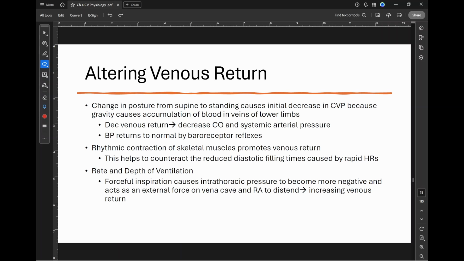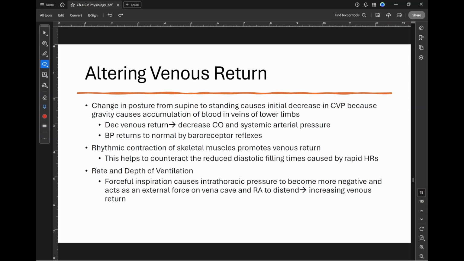Change in posture from supine to standing causes initial decrease in central venous pressure because gravity is pulling all that blood down. So at first there's a little dip in it. And also we have all your blood right now is in your legs. So when you go to stand up real fast, there's not enough time for that blood to rush back to the heart. So at first there's an initial decrease.